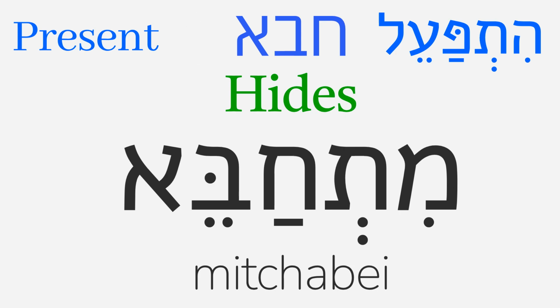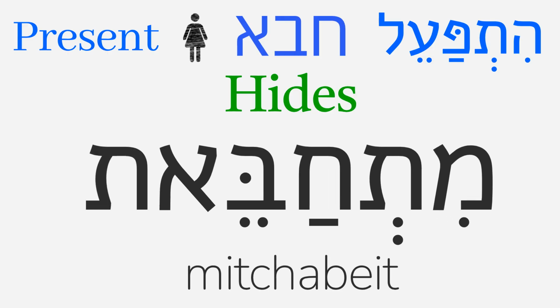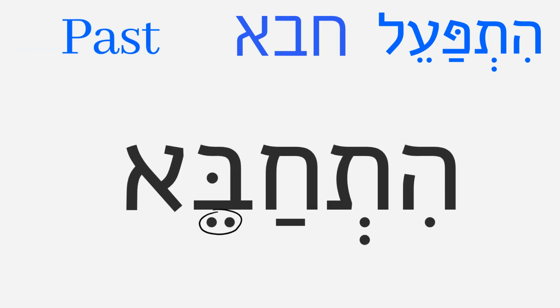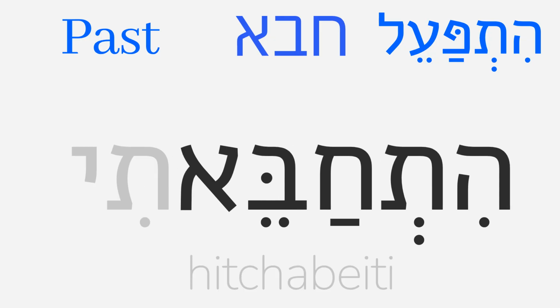Some other forms of these tenses will be irregular because of the third root letter aleph. The feminine singular form of the present tense is made from the masculine singular mitchabe by just adding a tav. Mitchabet, hides in feminine singular form, not by changing any vowels as we usually do in the Hitpael. The forms of the Hitpael past tense that would change the tsere in hitchabe, he hid, to a patach, won't do that. They keep the tsere when we have a third root letter aleph.